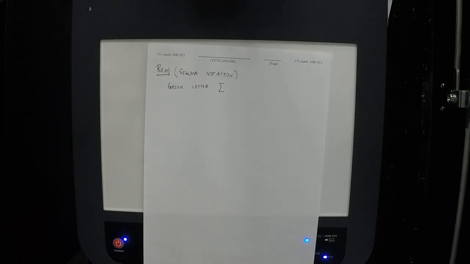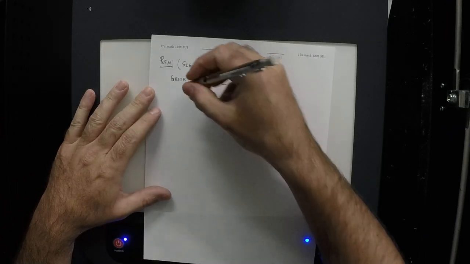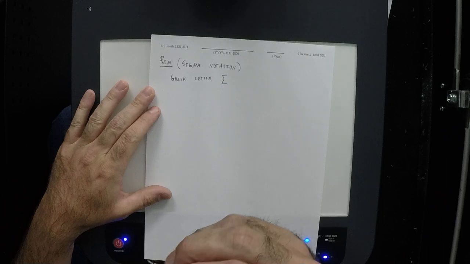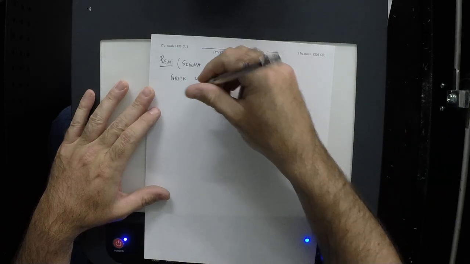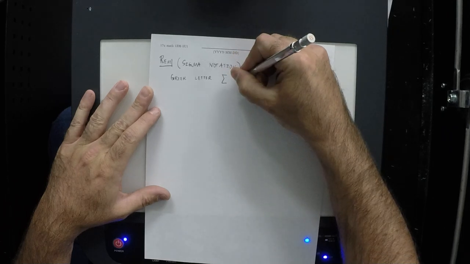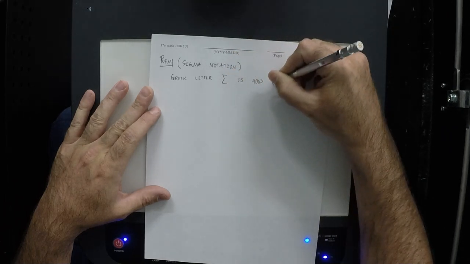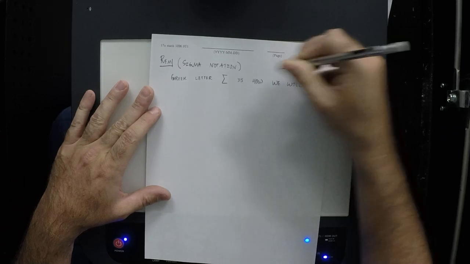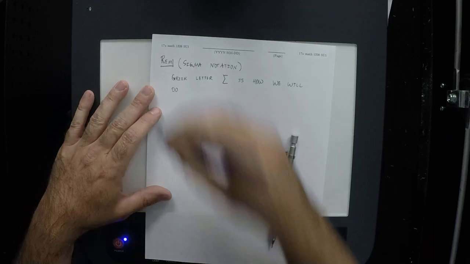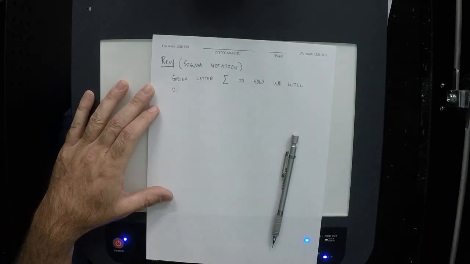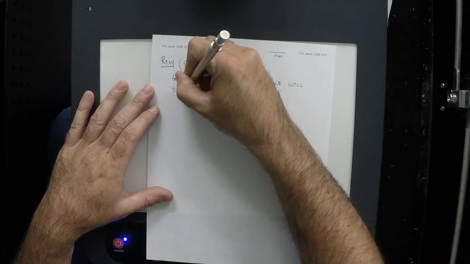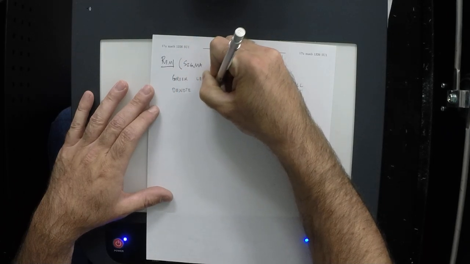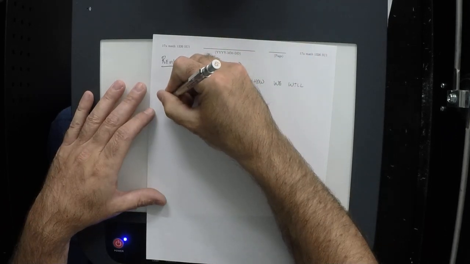Okay. The reason why we're using sigma here is because we want to add things up, and the fancy name for adding things up is summing them. So sigma, sum, that's the reason for the letter. So we could write something like the following. The Greek letter sigma is how we will denote sums. So probably best to just do it by example.